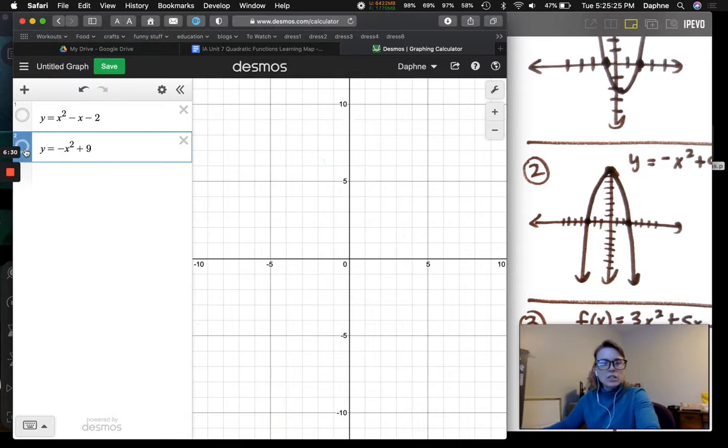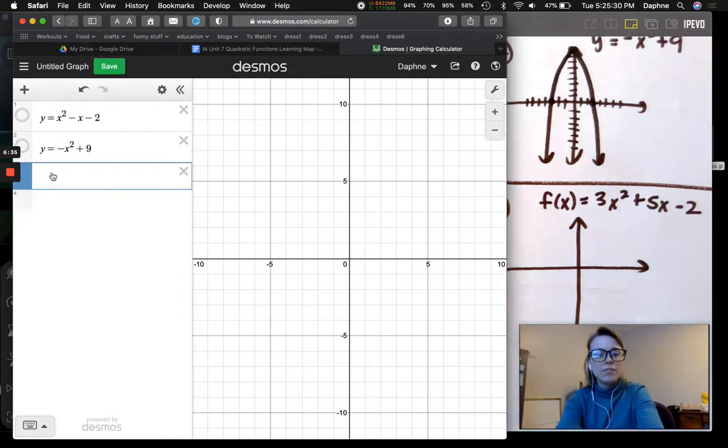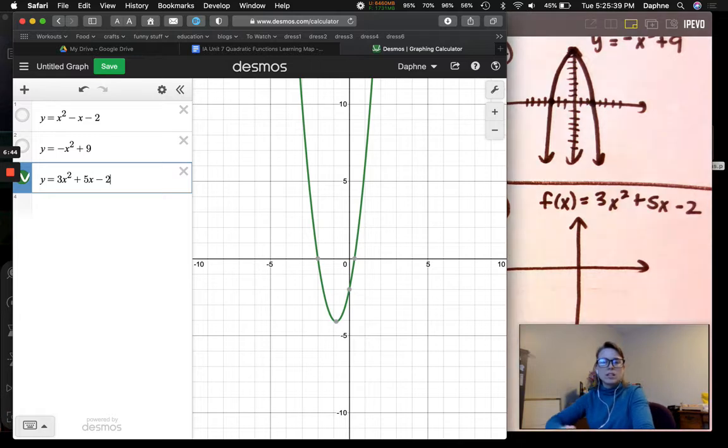And then my last one, notice that it is in function notation. Desmos does not like function notation. It thinks f is its own variable. So you do have to keep it as y when you write it in there. But they are the exact same thing.